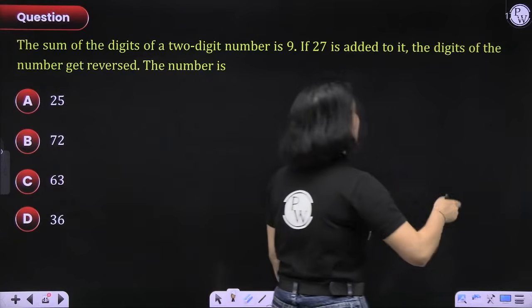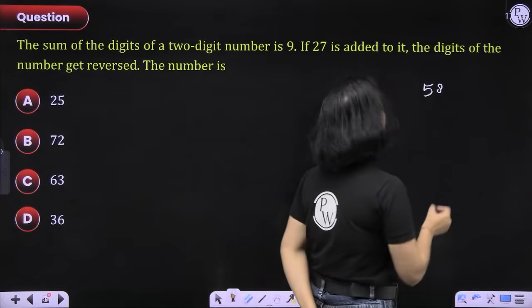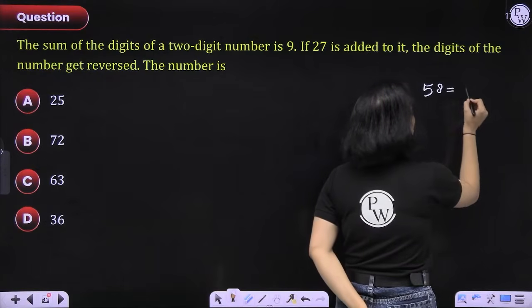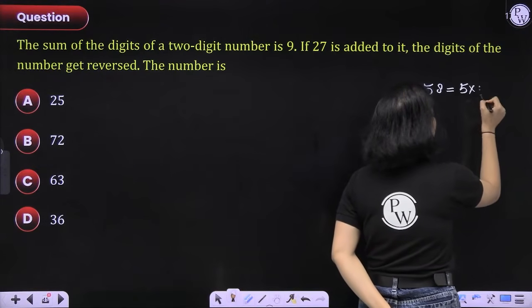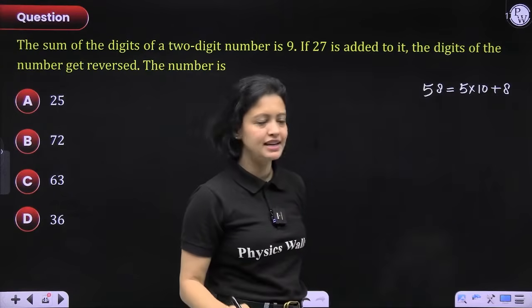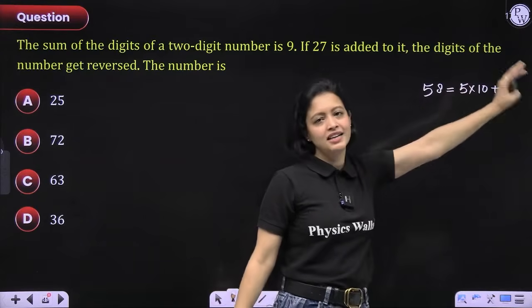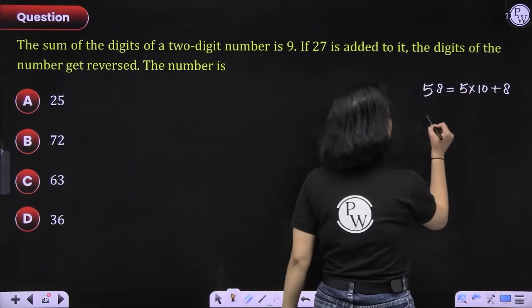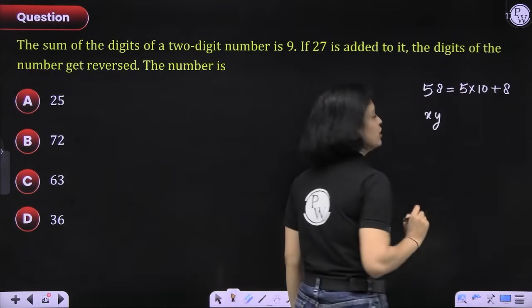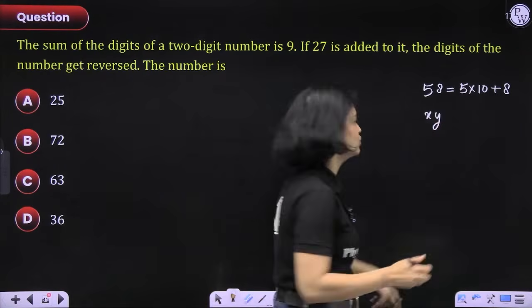Let me take a random 2-digit number, 58. I've just taken it randomly, guys. Do you remember how to write it in expanded form? 5 into 10 plus 8. Yes or no? You always multiply the tens digit with 10 and add the unit digit, right? So if I have any 2-digit number in the form xy, where x is the tens digit and y is the unit digit.